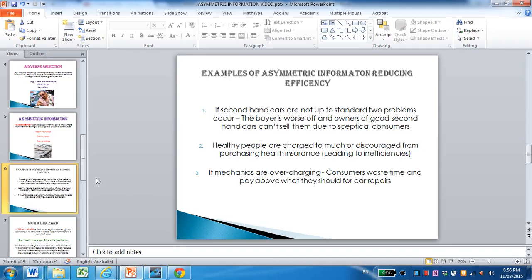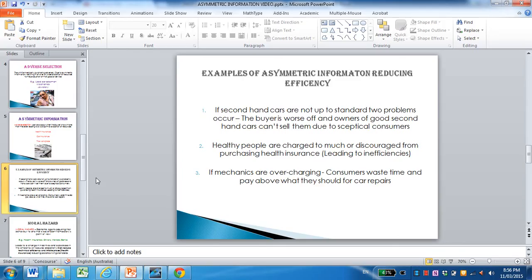But the other problem with this market is that it's also bad for people that are trying to sell good second-hand cars, or reputable suppliers, because they can't actually get the price that they should be able to get for their cars, because consumers are skeptical. So a car that may be worth $10,000 may only be able to be sold for $7,000, so the producer may decide not to sell it, or they may not get the benefit that they should from selling that car. So in essence, the price mechanism isn't working as well as it should because of this idea of asymmetric information.